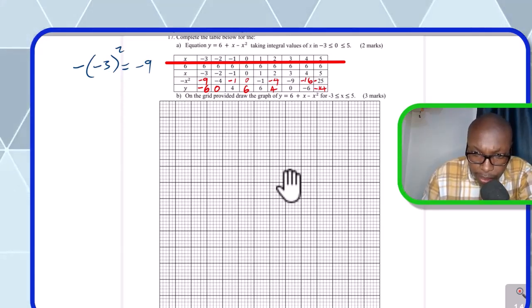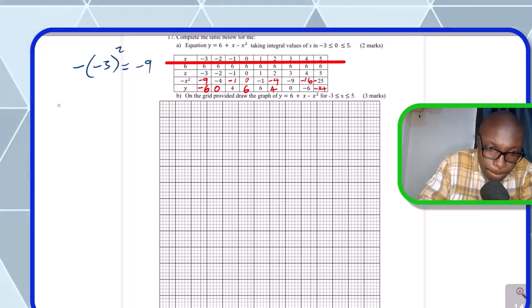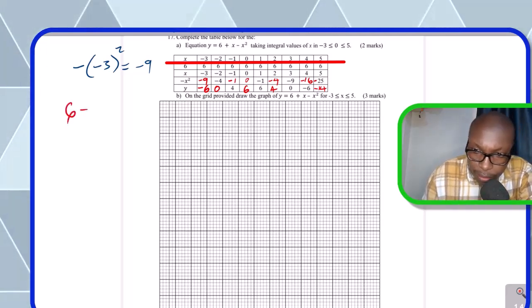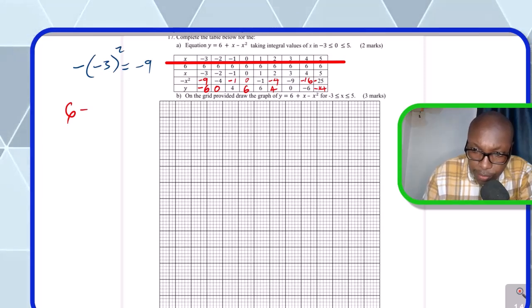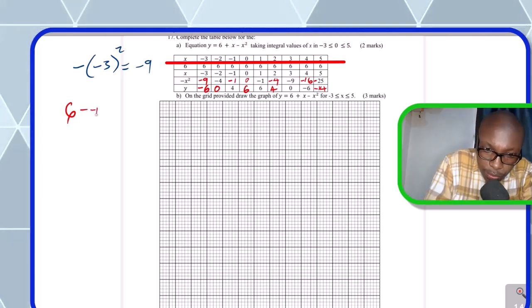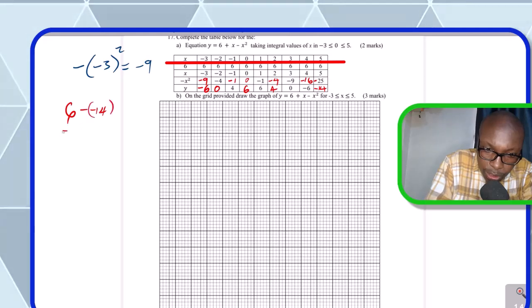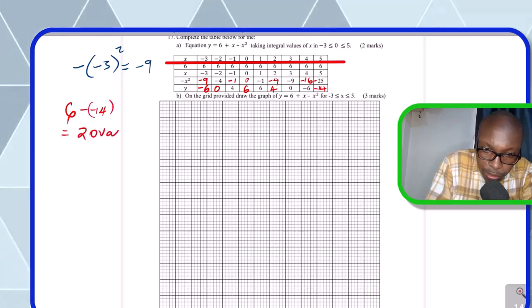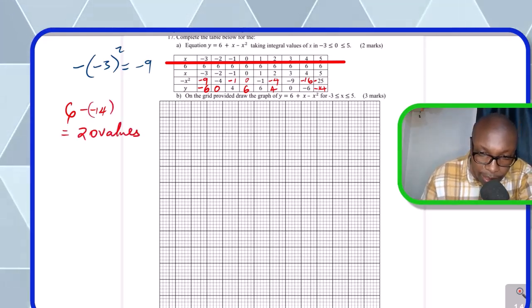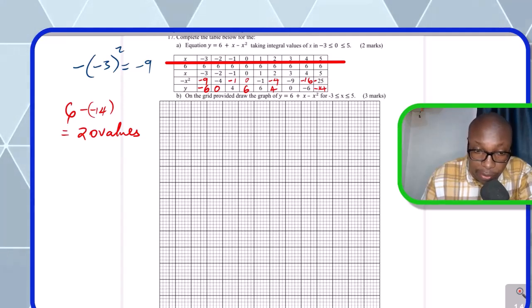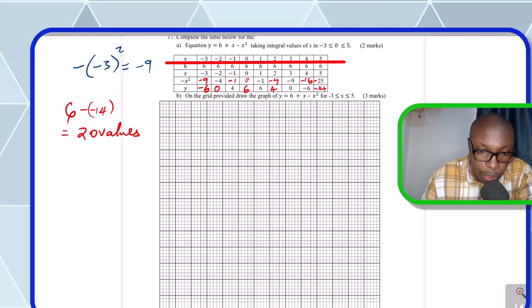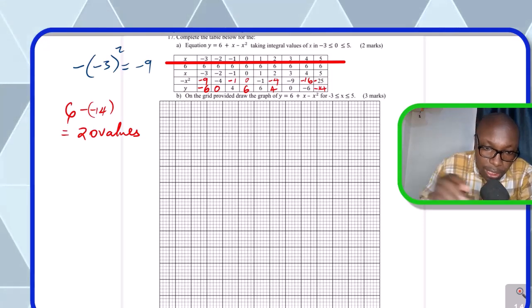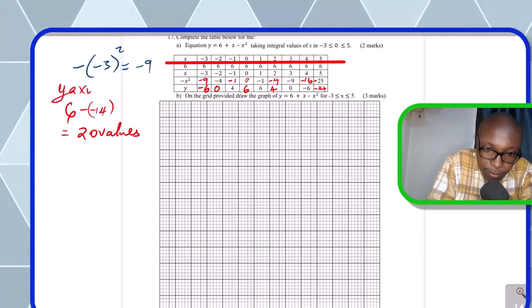we look at the largest value, which I can see is 6, and the smallest, which is -14. So you can see these will be 20 values. This is how you choose the scale, by simply getting the largest value and subtracting the smallest value. So the y-axis will have to accommodate 20 values.